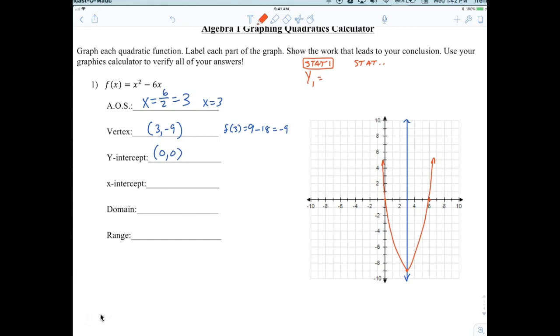No, you couldn't have, because it would have come out correctly. Hit x squared minus 6x, graph.